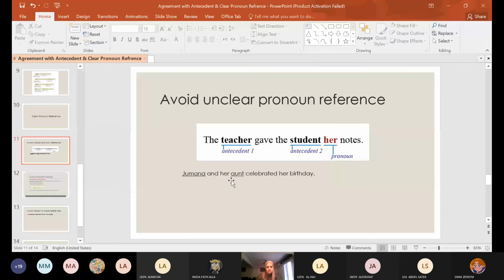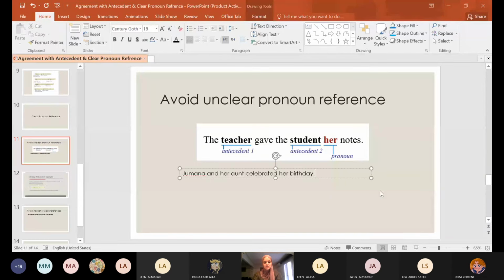Right? Yes, so this is it. He says avoid using this. So instead of using it, you should say Jumana and her aunt celebrated Jumana's birthday, to avoid unclear pronoun reference.